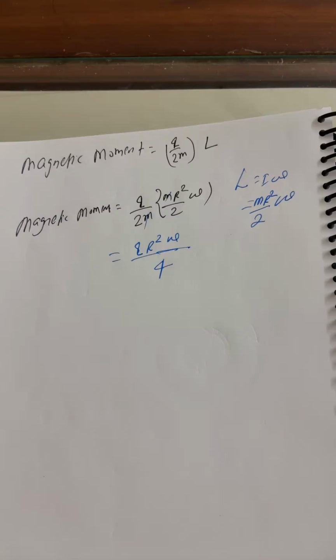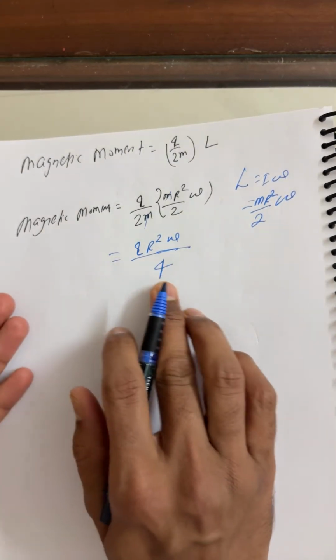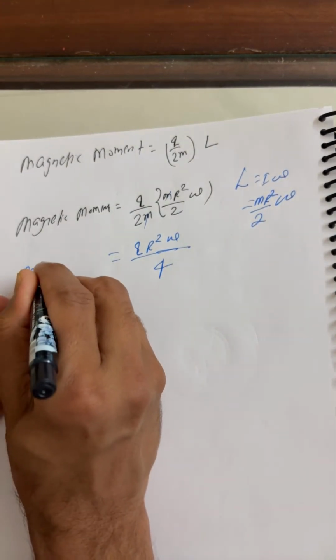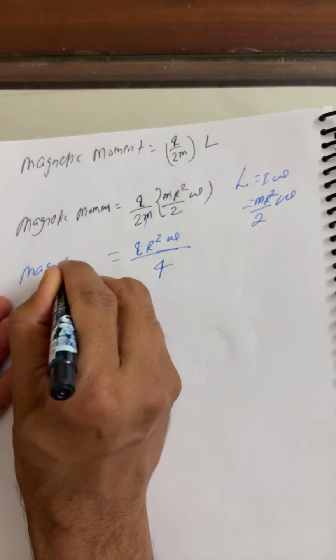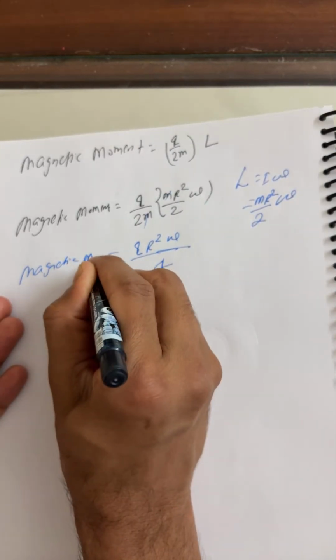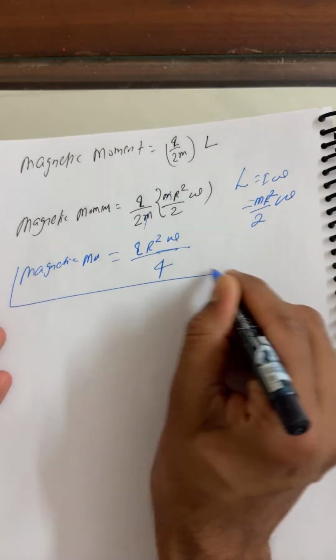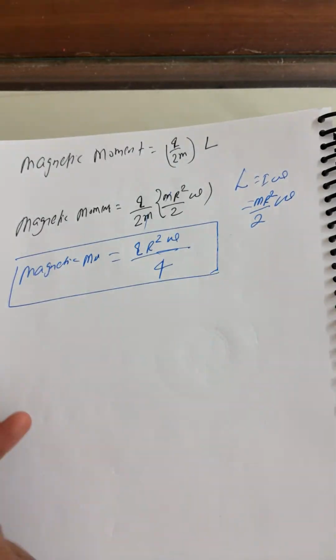q r square omega by 4. This q beta may be the answer. This one also correct. Beta, magnetic moment, this answer also correct, but it totally depends on the option, students. What options they are asking, right?